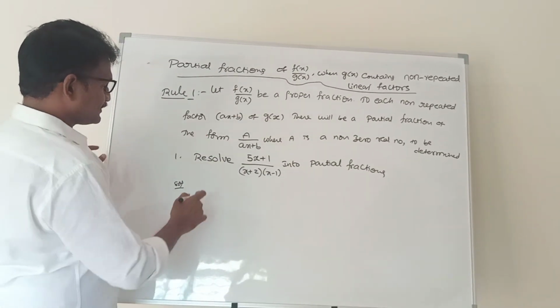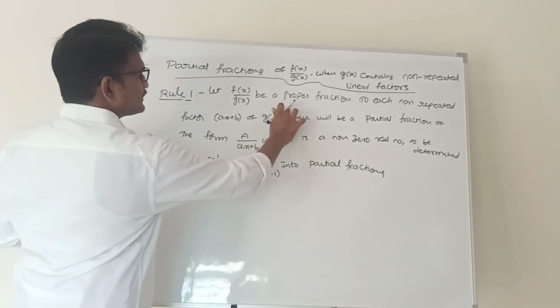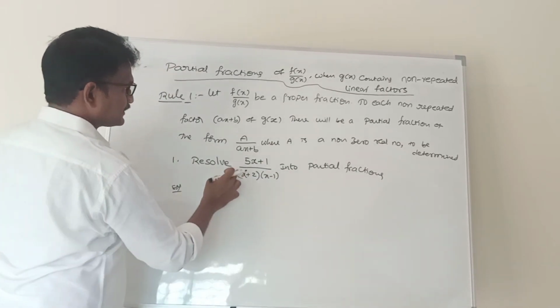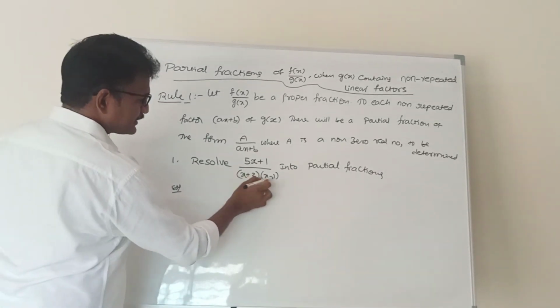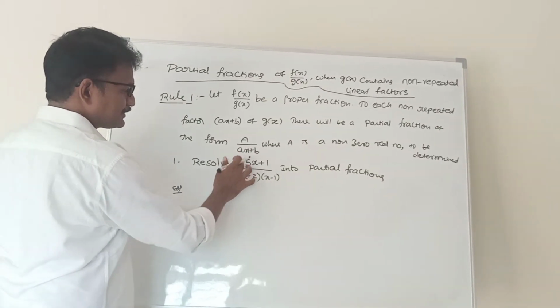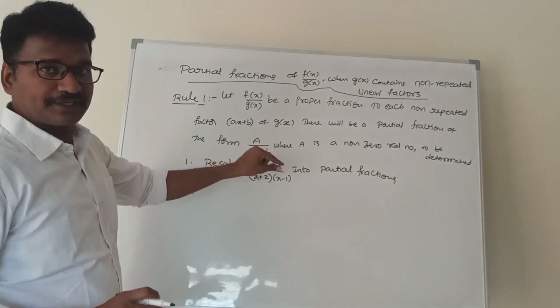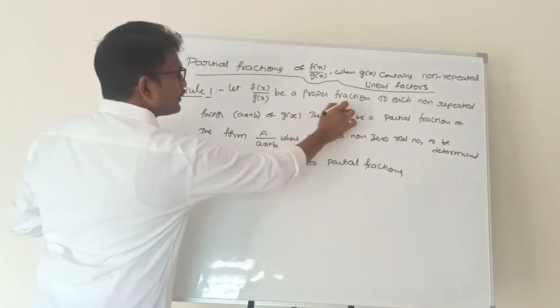What is the meaning of this? Suppose you take this example. See, first f of x by g of x should be a proper fraction. See, what is x power 1? Here x into x, x square. So the highest power of x is 2 here and 1 in the numerator. So this is called a proper fraction: the degree of the numerator is lesser than the degree of the denominator. This is a proper fraction.